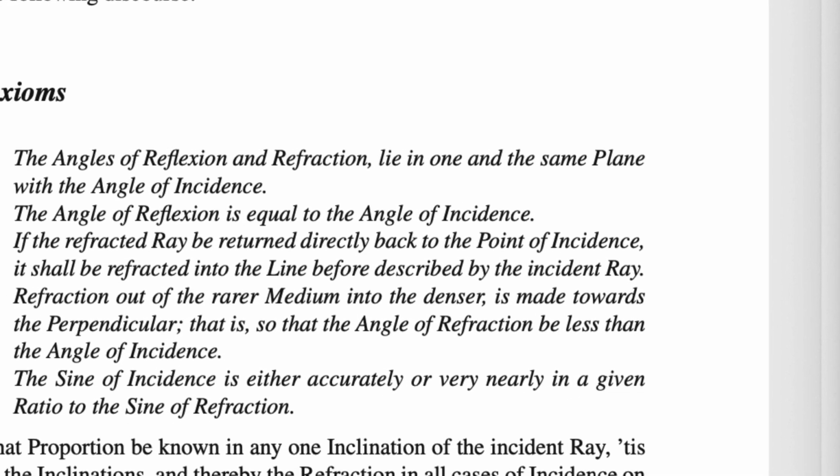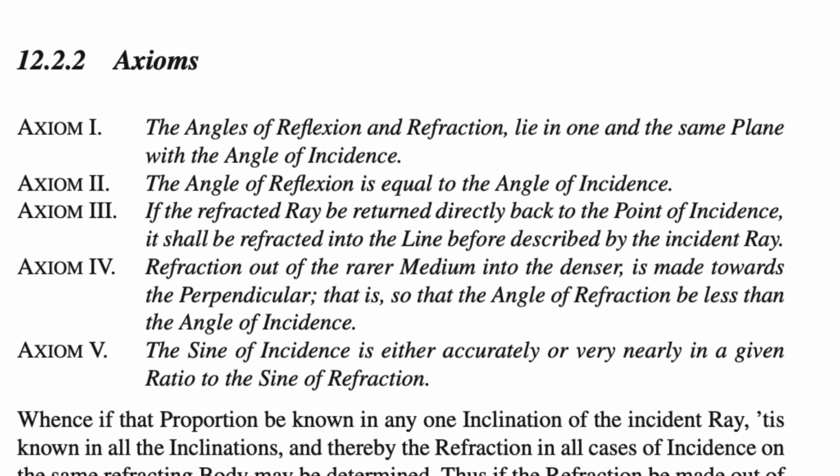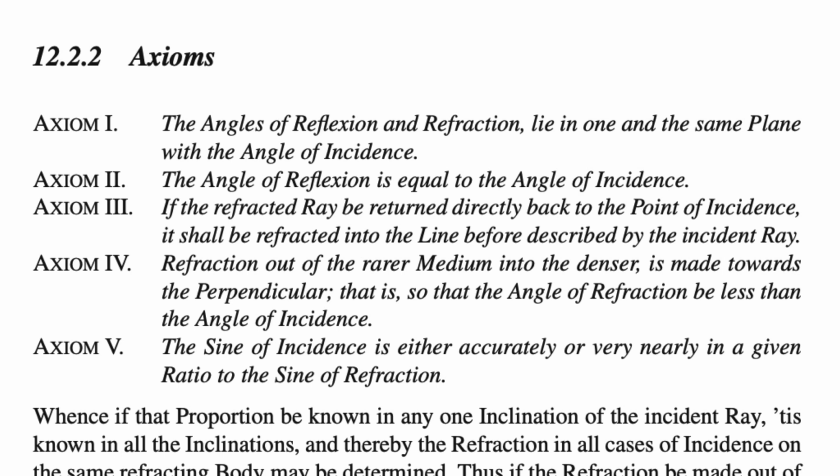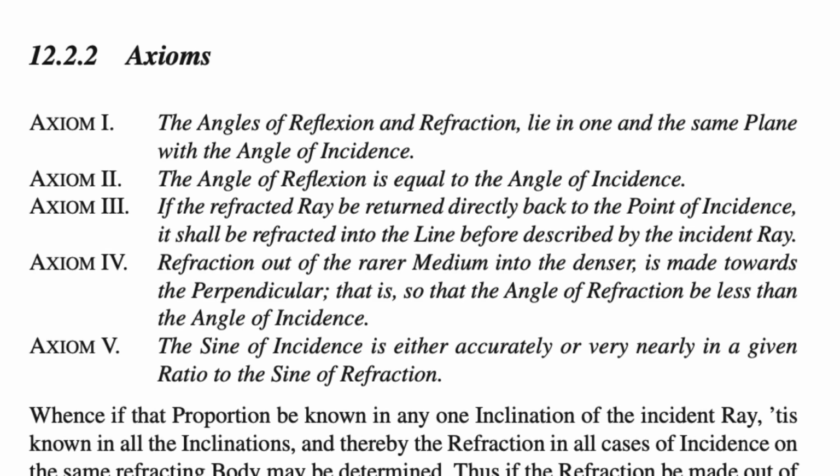Like I said, this is mirroring the structure of his Principia. In the Principia, one started with definitions and then went on to axioms. Likewise, in his Opticks, he starts with definitions and then he goes on to his axioms. So let's talk about these axioms. This is on the bottom of page 141. So first of all, axiom 1, he says the angles of reflection and refraction lie in one and the same plane with the angle of incidence.